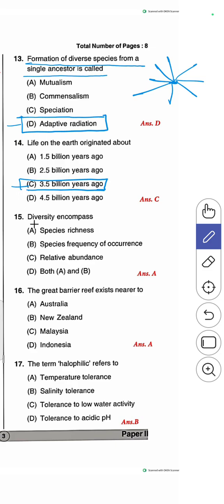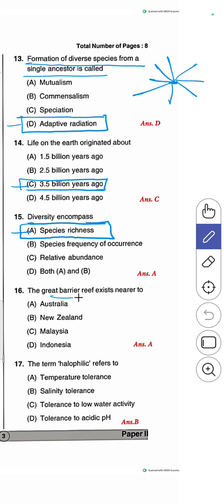Then 15th one, diversity encompass... So diversity will be observed based on the species richness. If the species number is more, then diversity can be observed. So 15A is the right answer.